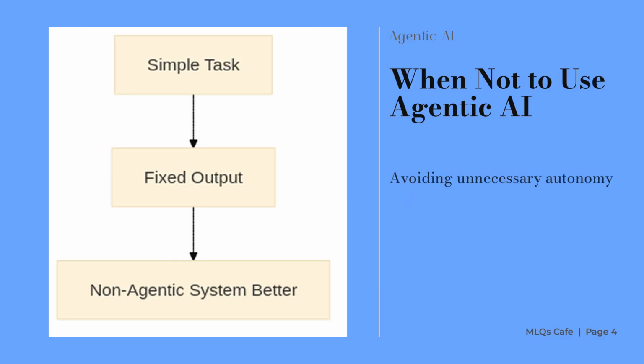Not every problem needs an agent. If a task is simple, predictable, or requires strict control, agentic systems may be unnecessary or even harmful. Examples include formatting text, basic classification, translation, or deterministic business rules. Using agents in these scenarios increases complexity, cost, and risk without providing additional value. A key skill in designing agentic AI is knowing when simplicity is better than autonomy.